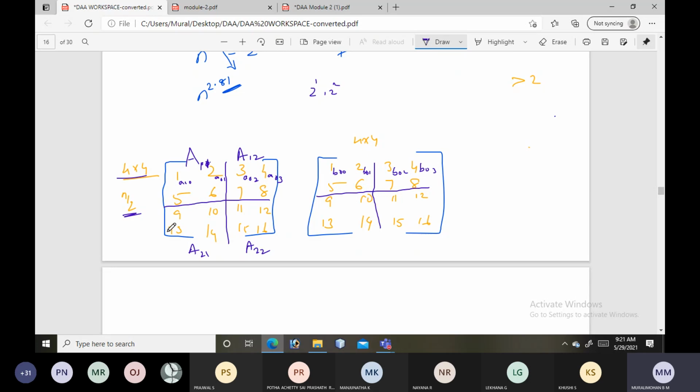Kindly observe here how to solve a 4 cross 4 matrix using Strassen's matrix multiplication. Here it is A11, A12, A21, A22. Only 4 elements are there, which means automatically it is 2 cross 2 now. Is it clear? Similarly, let me take B11, B12, B21, B22. Now this entire block of 4 elements we are considering as one element.